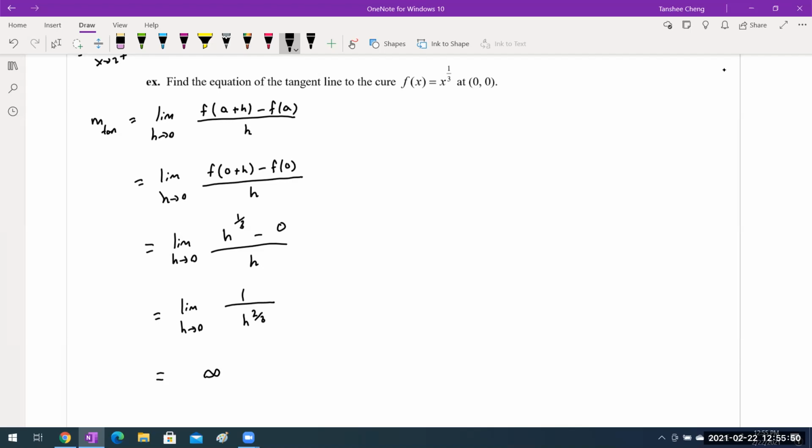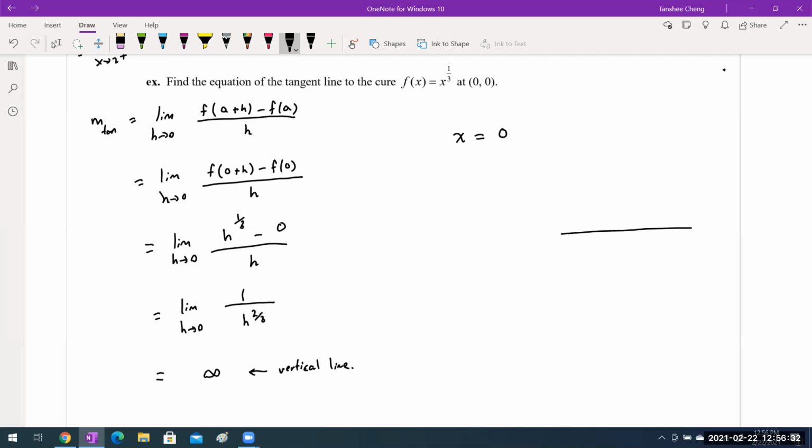And what does that basically talk about when it's going to infinity? It's sort of related to what? Vertical line. Meaning what? The slope of the tangent line does not exist, right? The limit does not exist. So that means the slope of the tangent line is not defined. So if we have some sort of undefined slope, we sort of know that it will be what? A vertical line. So therefore, the equation of the tangent line in this case will be x is equal to 0. A vertical line passes through 0.